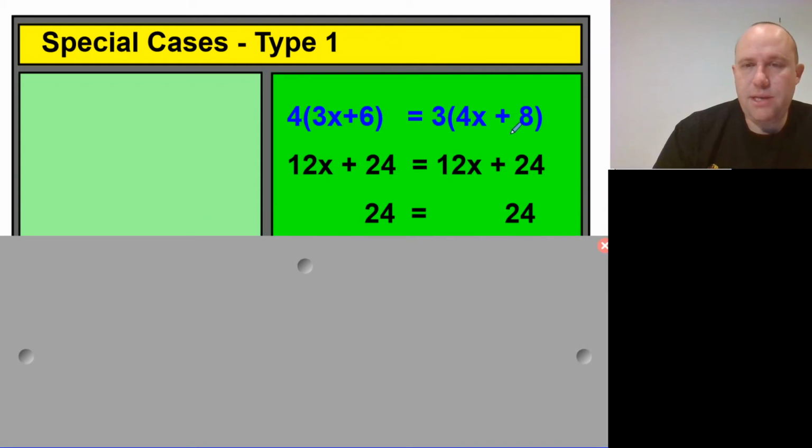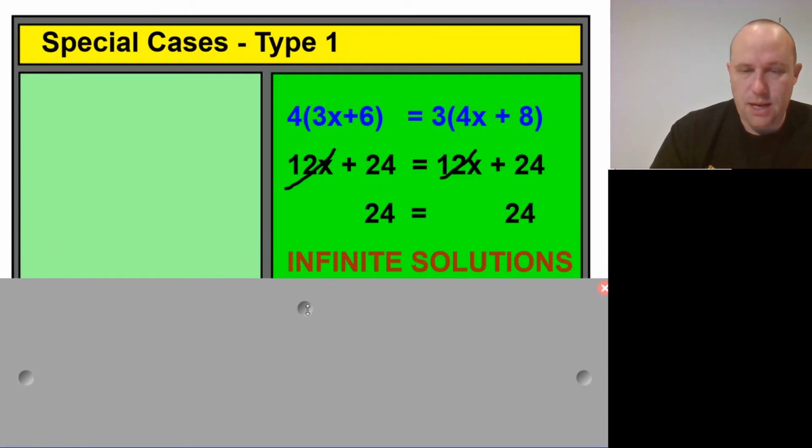And when you take away 12x from both sides, not only does it cancel here, it actually cancels here as well. So you get 24 equals 24. Now you could try subtracting 24 from both sides and you'd end up with 0 equals 0 as well. But basically what you're going to do is ask, does 24 equal 24? Yes, it does. That means there's actually an infinite number of solutions for this question. What that means is any value of x that you substitute into here would be a correct answer.